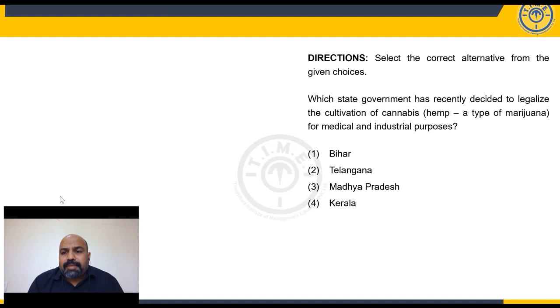Which state government has decided to legalize the cultivation of cannabis? See, Madhya Pradesh is the answer, but none has gone forward with this actually. There are some legal issues concerning this. Madhya Pradesh is the second biggest state in India by area.